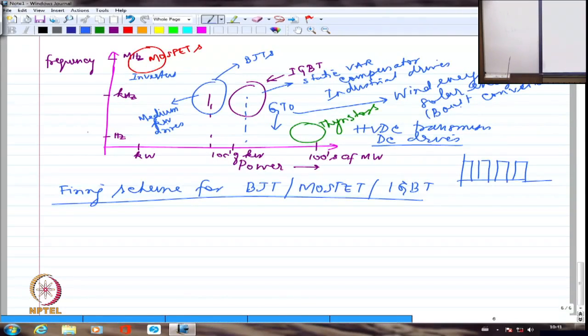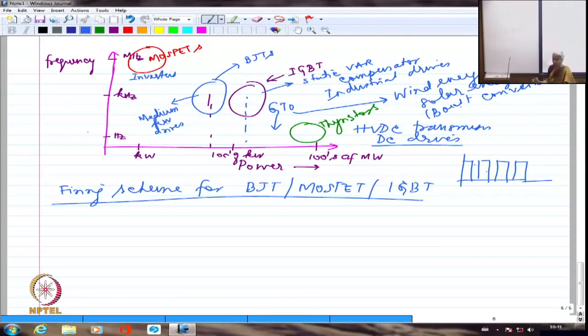Whereas I can't afford to do that for a BJT or MOSFET or IGBT. If I do that, the device will conduct during this time, it will not conduct here, it will again conduct here and so on. So I can't definitely do that. So I definitely need to isolate between the power and control or the gating circuit, no doubt, but I can't do it with a transformer.